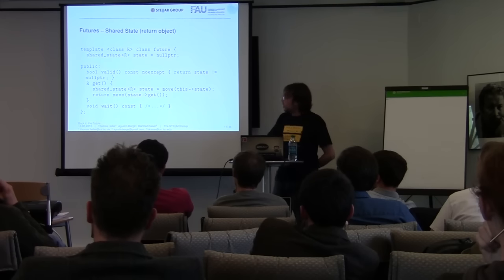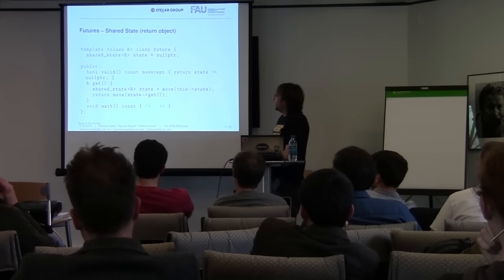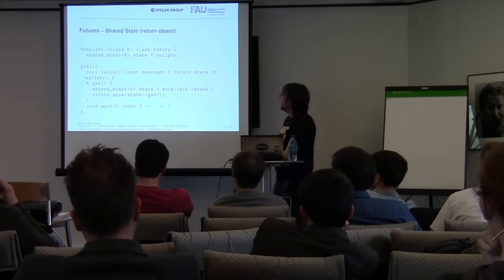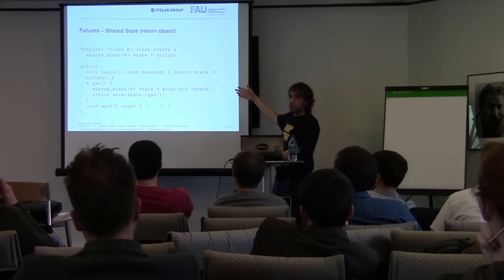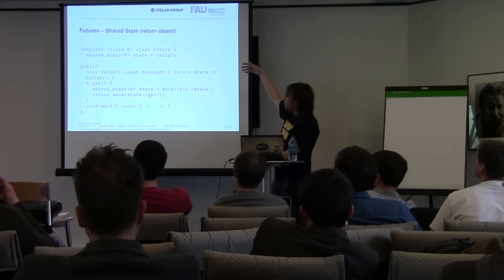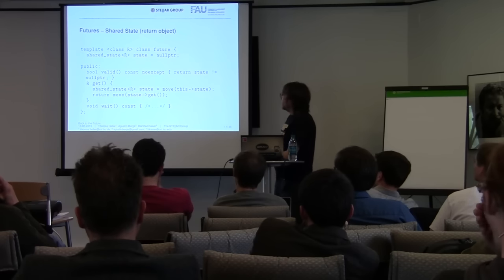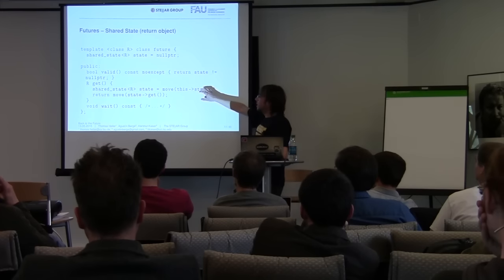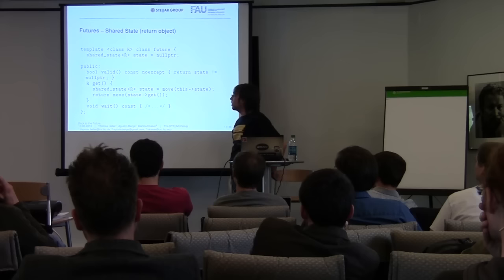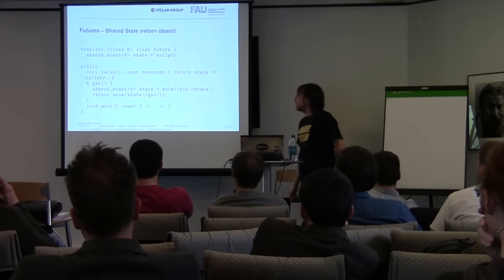And with that, let's see how the future is implemented. So the future holds a shared reference to the shared state, which by default is a null pointer. But when you call get_future on a promise, the promise knows how to construct this future with a reference to the shared state the promise has, so that the two are connected. And when we call .get on a future, we first move this shared pointer out of the future, and then we call arrow get on the shared state.